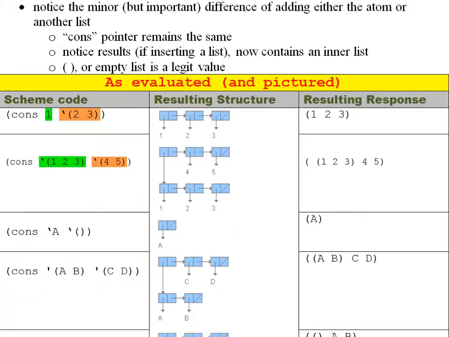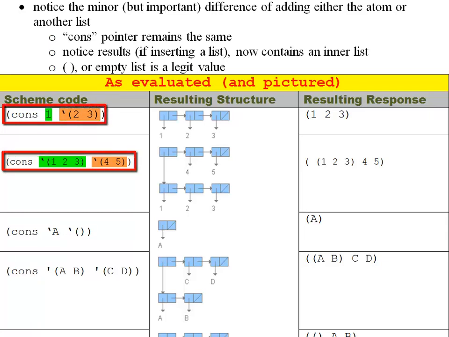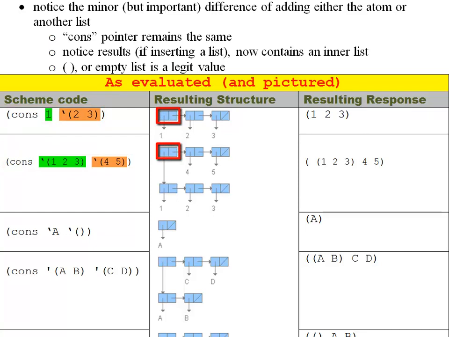Notice a minor but important difference of adding either an atom or another list. In the first two examples that I have for you, you'll see the difference between the two. The cons node, the pointer setup, remains the same. Just notice the results. If we're inserting a list, it now contains an inner list, whereas if it's just a single atom, it's pretty much a flat list. Also, if you look at the third example, an empty list is a legit value. So here we're going to add a list A into an empty list, so the overall answer is going to be just A. It's a single flat list.